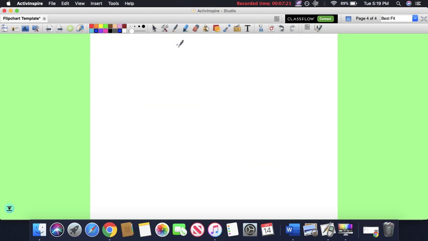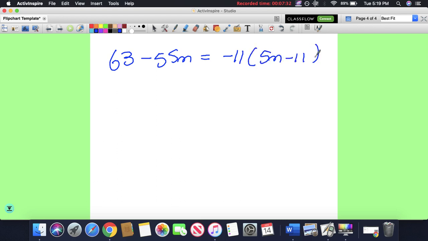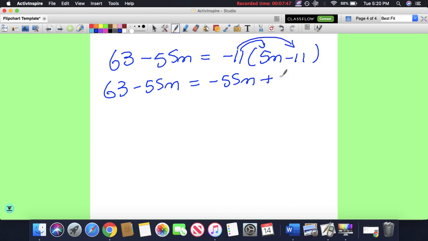Okay. Let me see if I can pick another one. 63 equals 5 minus 55n. I'm going to pick this one. 5n minus 11. Okay, so let's start solving this. See what happens. Well, there's nothing to do on this side. On the right side, I can do the distributive property. I get negative 55n. And negative times a negative is a positive, 11 times 11 is 121.